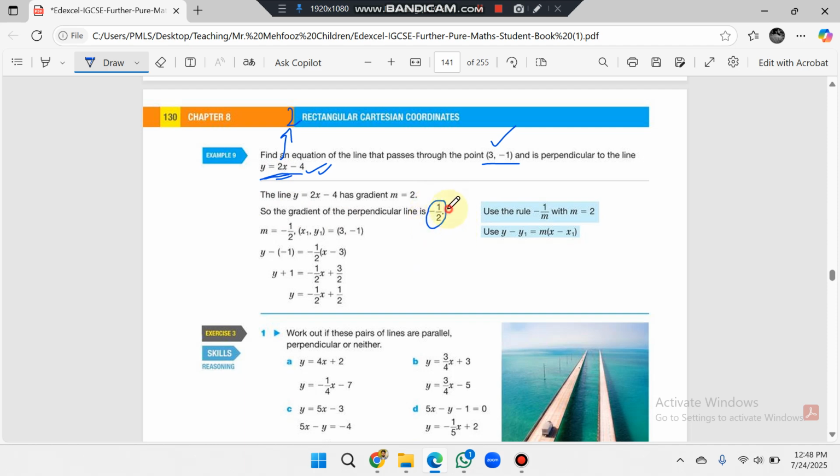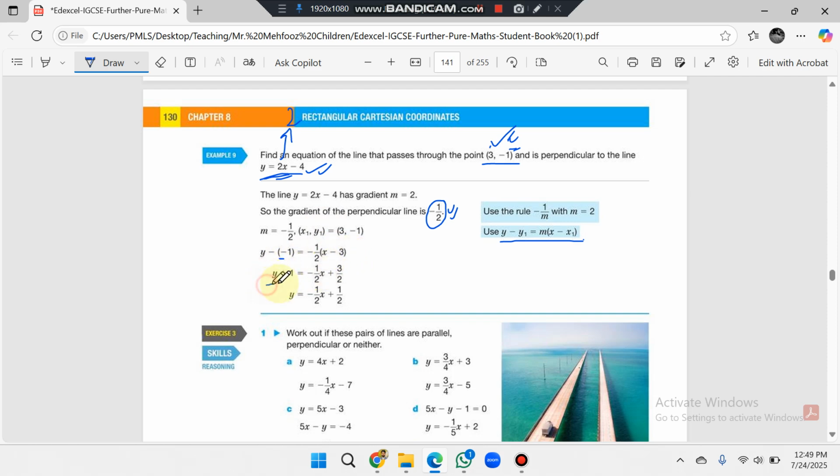Now you can see that this is the slope and this is the point given. We have to put this point and slope into the point-slope form, that is y - y1 = m(x - x1), right? Here y1 is basically -1 and x1 is basically 3. So y - (-1) = -1/2 is the gradient, times (x - 3), where 3 is x1.